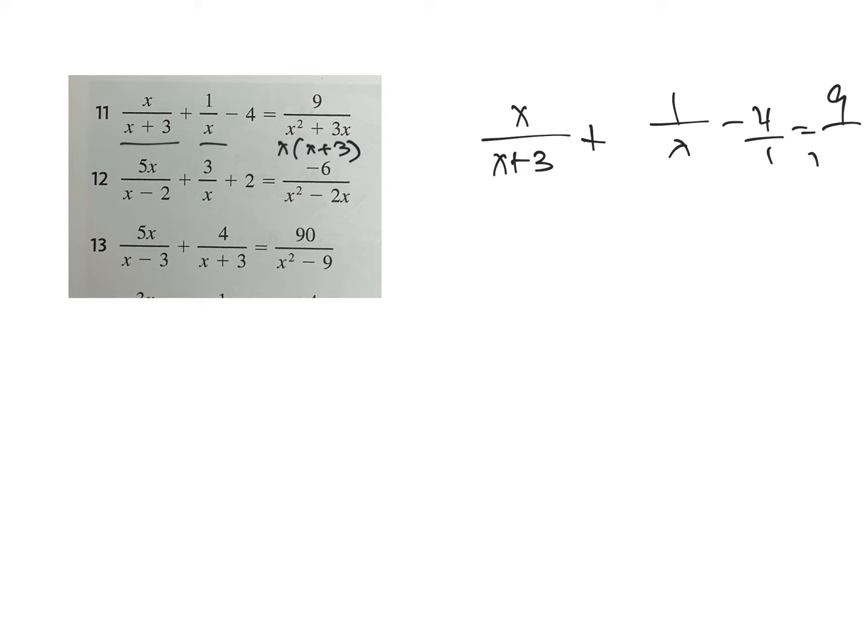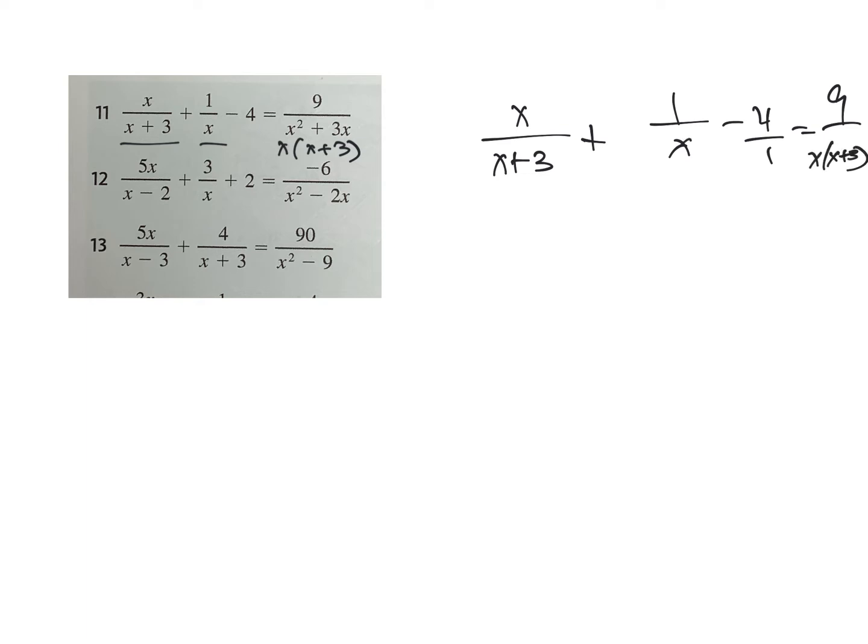All right, now we have something really ugly here. We've got to get everything together. So it'd be nice if we knew what the common denominator was. If we factor out an x here, we get x plus 3, and that helps because we have an x plus 3 there and an x. So we're going to go ahead and take x over x plus 3 plus 1 over x minus 4 over 1 equals 9 over x and x plus 3.